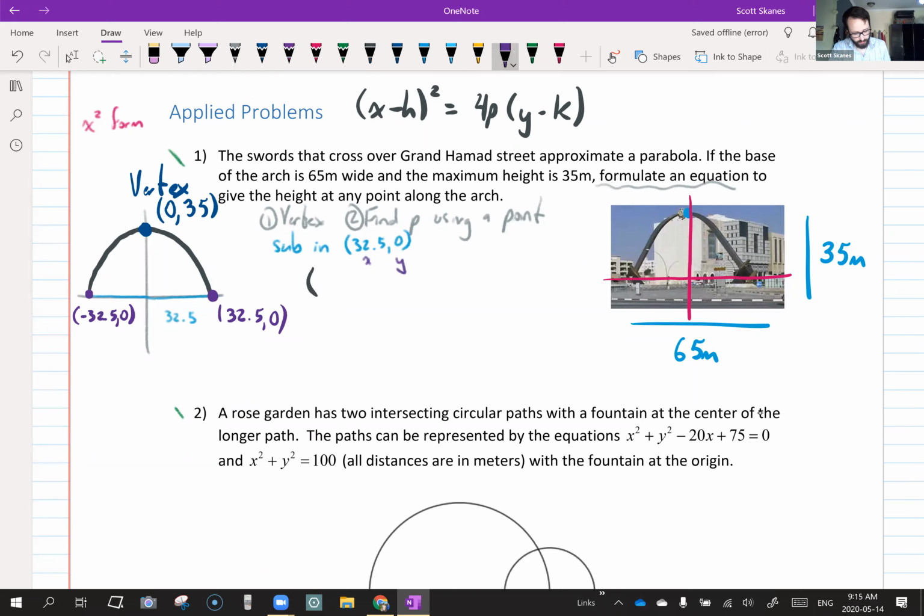We're going to sub in an x value. We know h, so minus 0. That's h squared equals 4p. I'm going to keep 4p general. I'm not going to split them up, treat it like one variable. And then what's our y value? Our y value is 0 minus k, and k is 35.